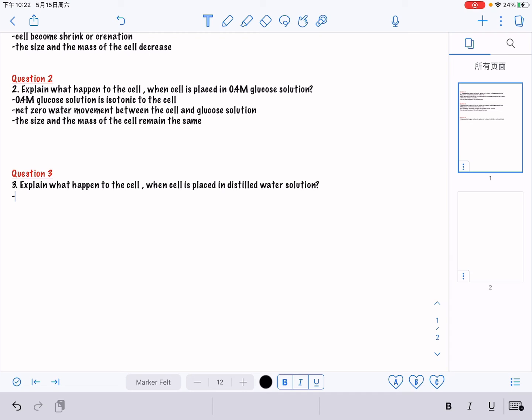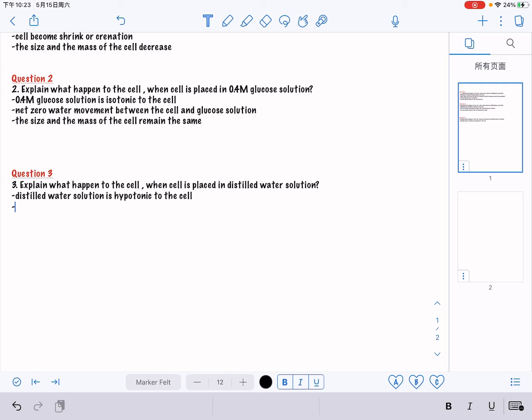Let's focus on question 3. We know that distilled water solution is hypotonic to the cell.